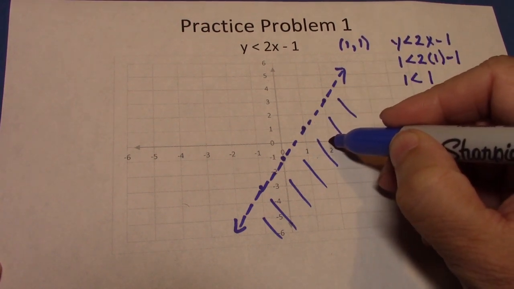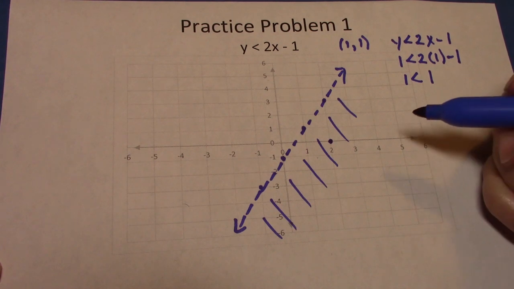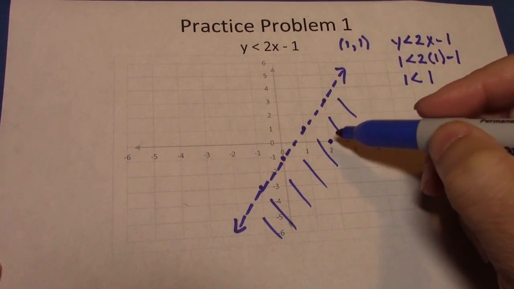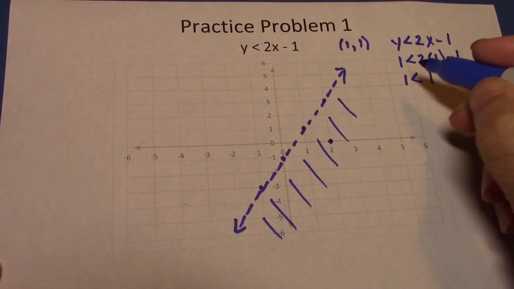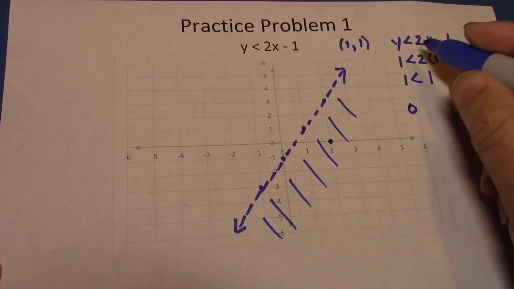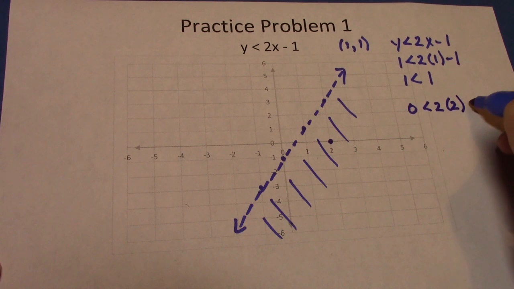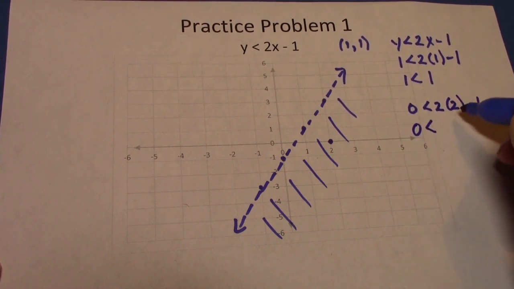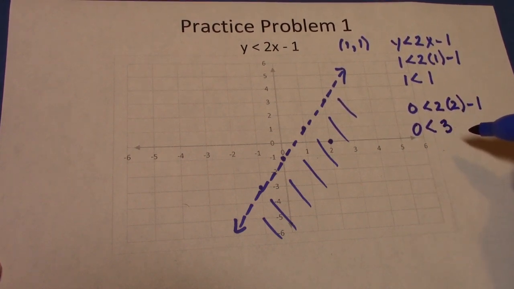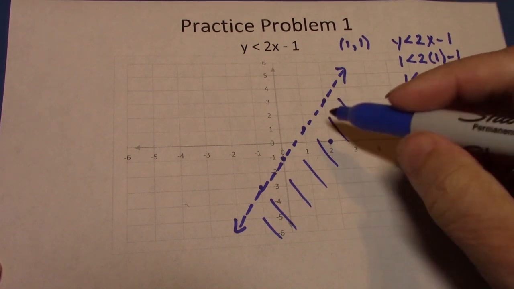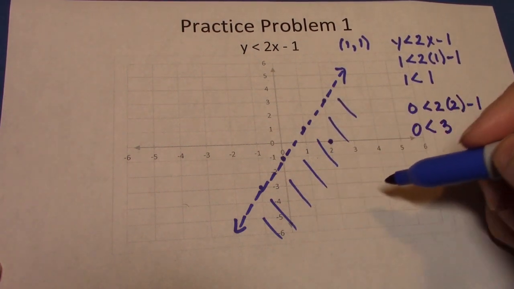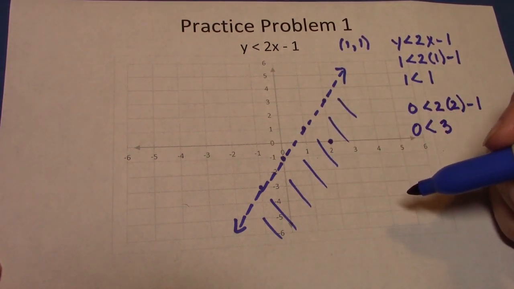Let's test this point here, though, to be sure we've shaded the right side of the line. That would be the point (2, 0). So we'll substitute in 0 for y and 2 for x. And yes, that's true. 0 is less than 3. So in fact, all the points on this side of the line are part of the solution.